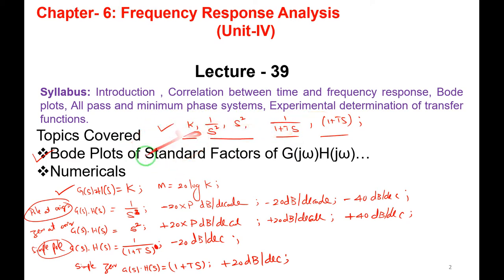Is it fine? Okay. Next, we will solve a few numericals. G of s into h of s, the open loop transfer function, will be given. It may consist of all these factors, maybe only one factor, or it may consist of two of these factors. And a quadratic factor was also there, right? We'll see that also. Next.